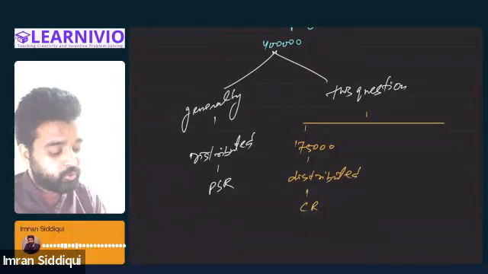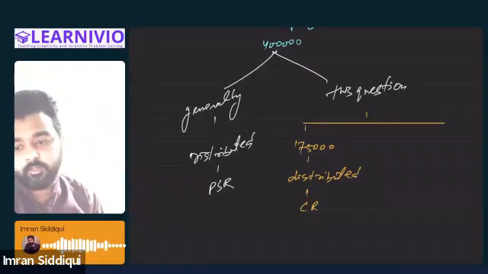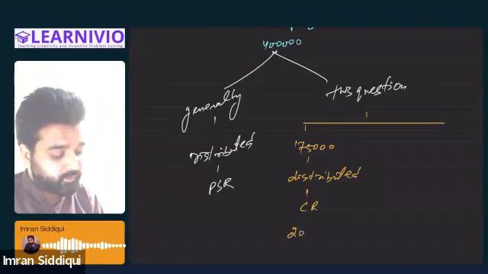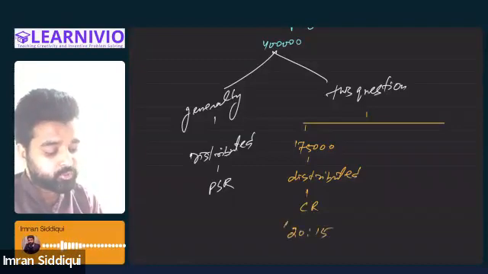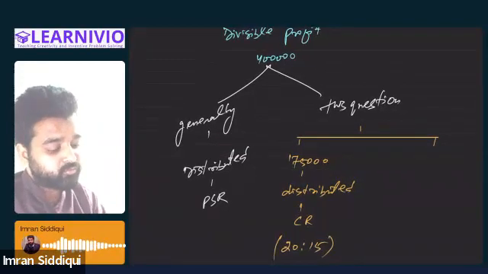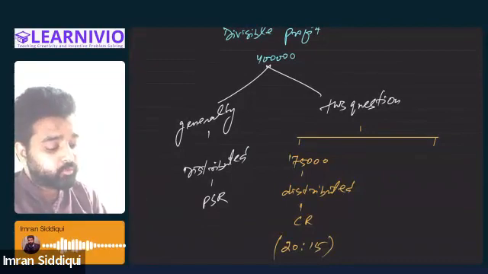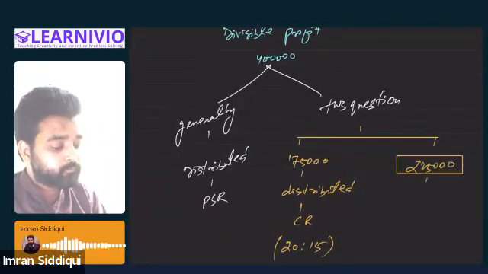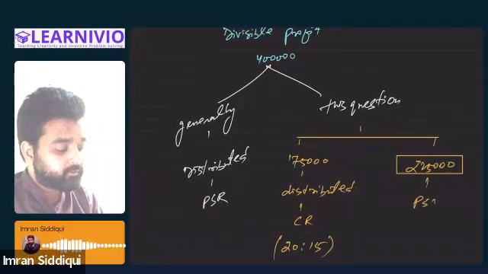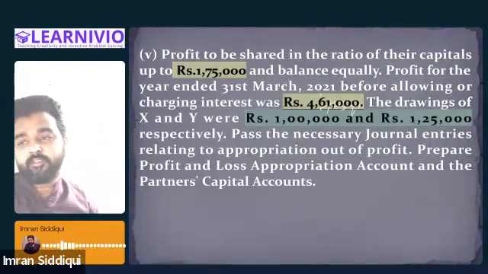And the capital ratio is given in the question. Their capital contribution is 2 lakh and 1,50,000, so 20:15 is their capital contribution ratio. And how much is remaining out of 4 lakh? If 1,75,000 is subtracted from 4 lakh, that will be 2,25,000. The remaining 2,25,000 is to be distributed among the partners in their profit sharing ratio. That is what adjustment number 5 is saying.